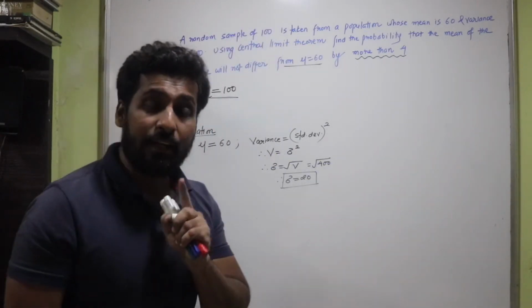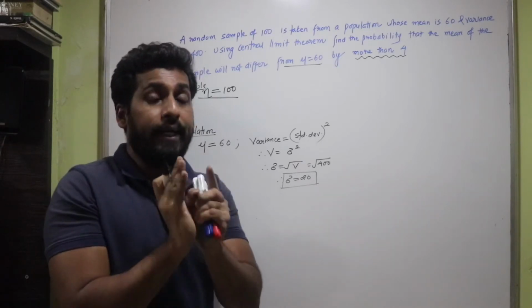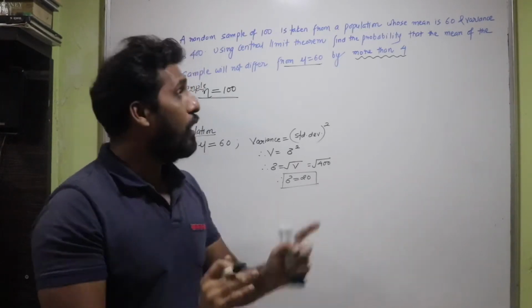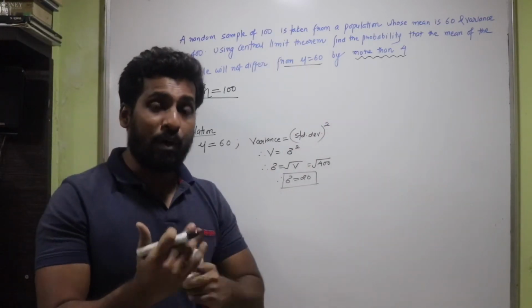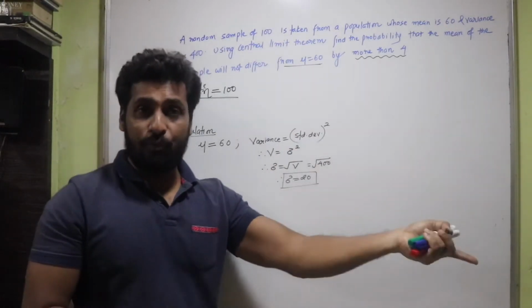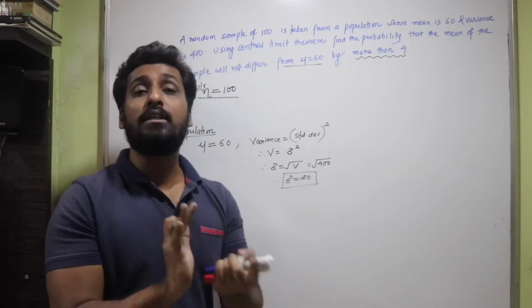Now understand carefully, the mean of the sample should be differing by only an amount of 4 from the mean of the population. So the mean of the population is 60. So it should differ by 4. It can either go to 64 or it can come to 56. So both ways the difference is 4.